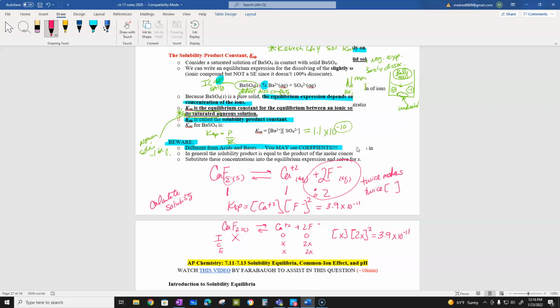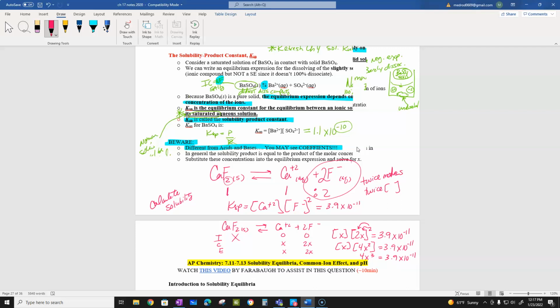And now here comes basic algebra. It's a little scary here. This square squares the 2 and the x. So right here I'm going to have x, and then I have 4x squared, which equals that 3.9 times 10 to the negative 11. So now what happens when you take x times 4x squared? Well, this becomes 4x cubed equals 3.9 times 10 to the negative 11. Okay, let's bust out those calculators.